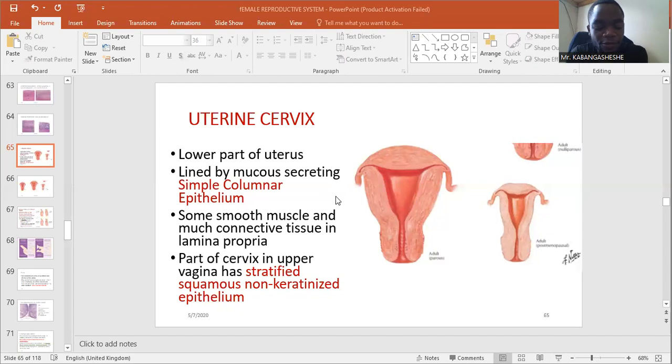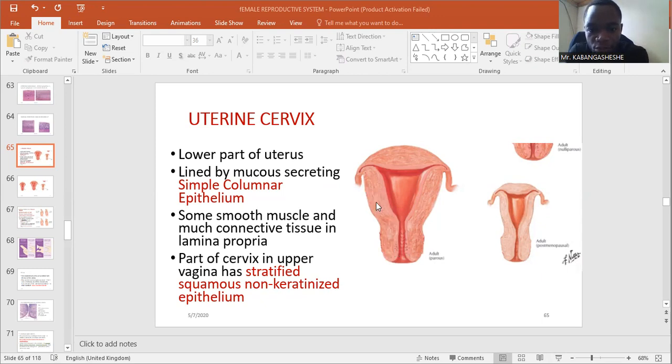So today we are going to discuss the cervix. In the previous discussion, we talked about the uterus. Now, this is a cervix, which is just a lower segment of the uterus. So the cervix is part of the uterus. Now, it has some variations from the rest of the uterus that are worth noting.